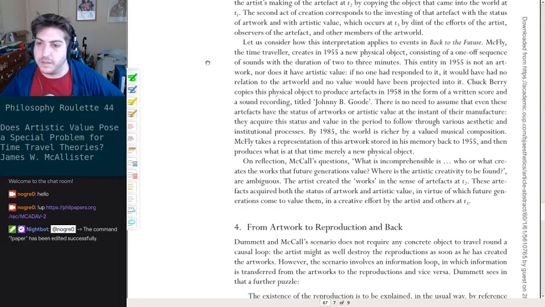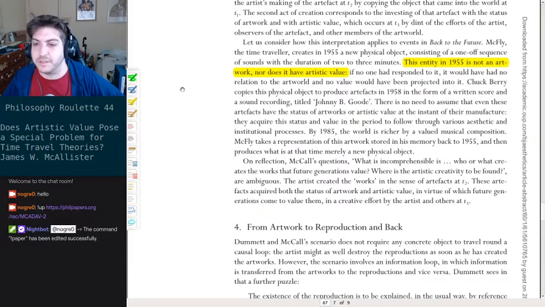Let us consider how this interpretation applies to events in Back to the Future. McFly, the time traveler, creates in 1955 a new physical object consisting of a one-off sequence of sound with the duration of 2 to 3 minutes. This entity in 1955 is not an artwork, nor does it have artistic value. You see, this right here is perhaps the conceit of this paper, that the entity in 1955 is not artwork, nor does it have artistic value.